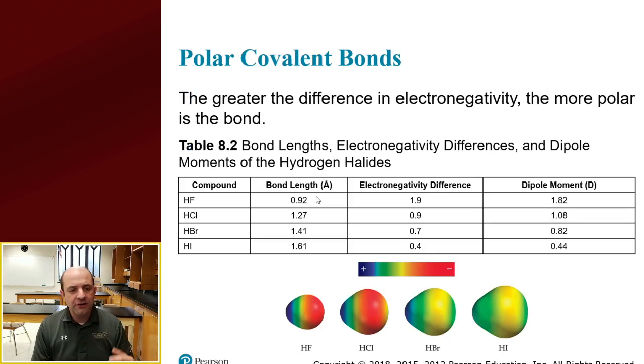The greater the difference, the more polar the bond. So for hydrogen fluoride, huge difference, very large dipole moment. You see a big difference in the plus versus minus. As the difference gets smaller, the separation gets smaller. So HCl, still pretty polar. HBr, not as much. HI, that's only a dipole moment of about 0.44, only a small difference. Not all that much going on there, so this one's going to be much less polar.